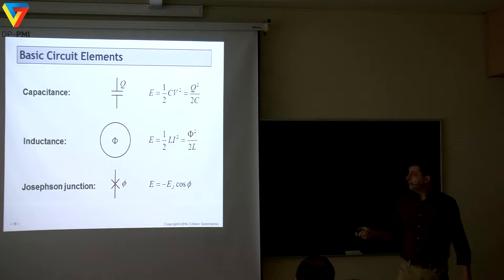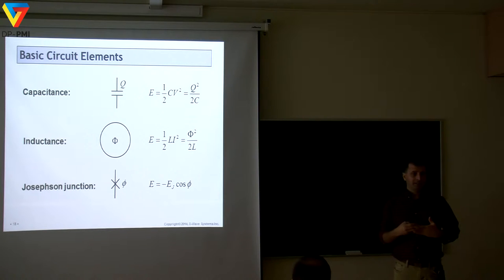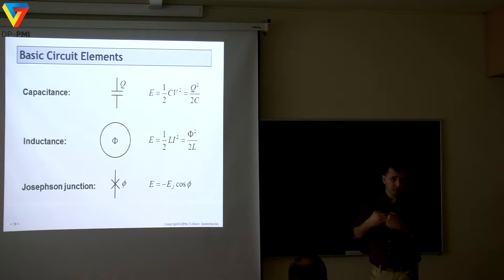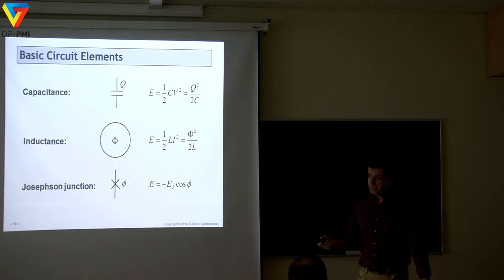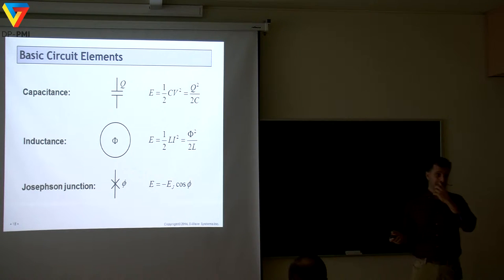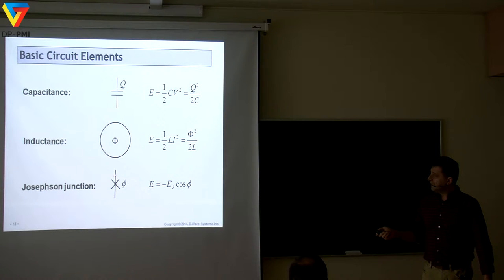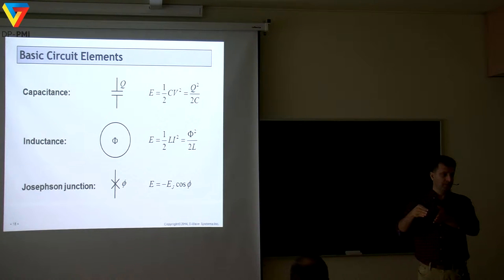But the Josephson junction, when you couple two superconductors via an insulator, a very thin insulator, has a very interesting property, which was discovered by Josephson, and that is the current through the junction depends on the phase across the junction.